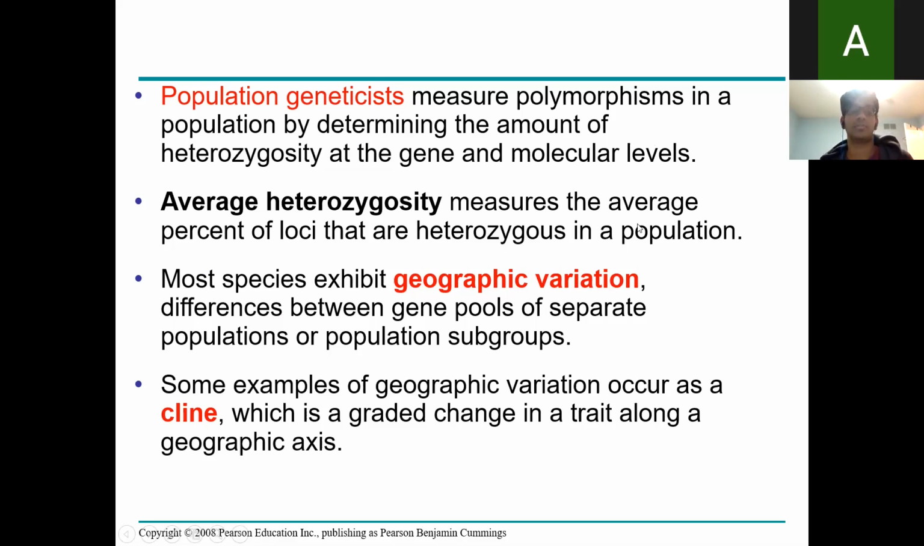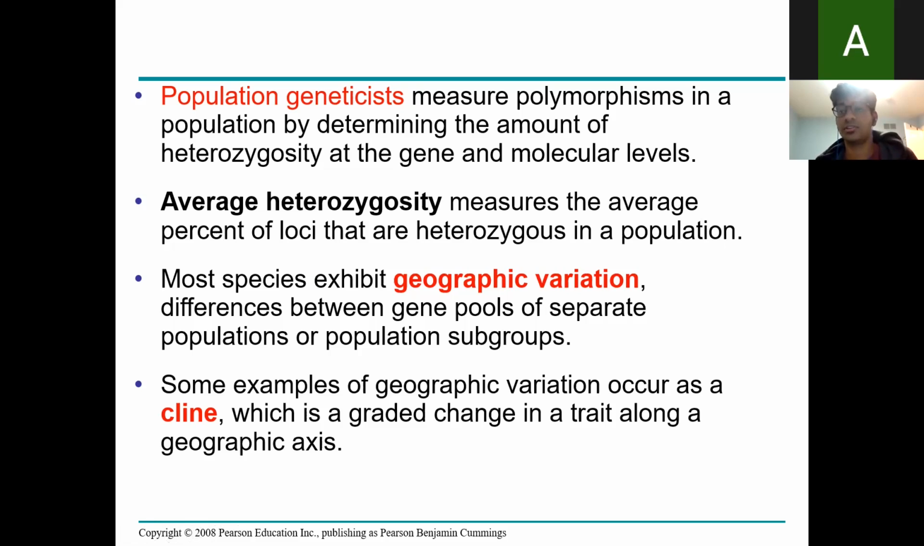Most species exhibit geographic variation, so differences between gene pools of separate populations or population subgroups. For example, you have the same species, but it's spread over a very large area. If the areas are different, then the populations in one area will have maybe slightly different gene pools than populations in another area.